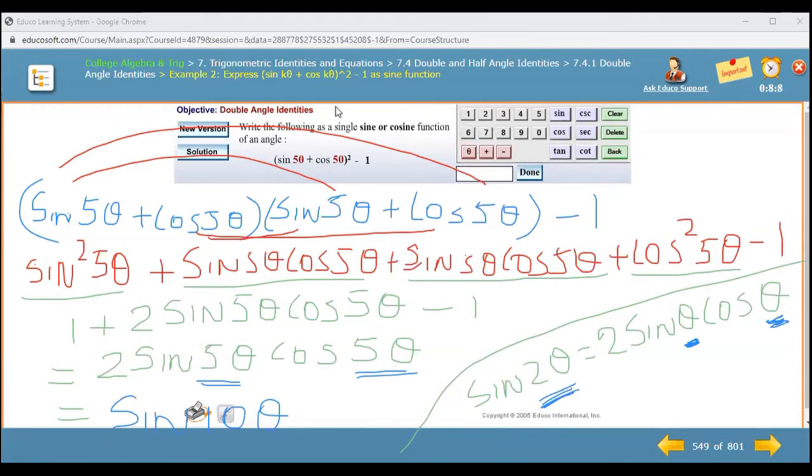So your final answer will be sine 10 theta. That's the final answer. Questions?